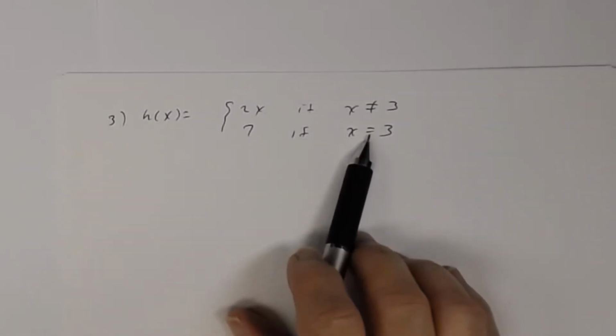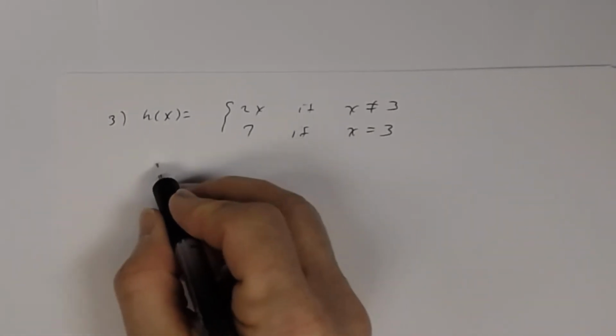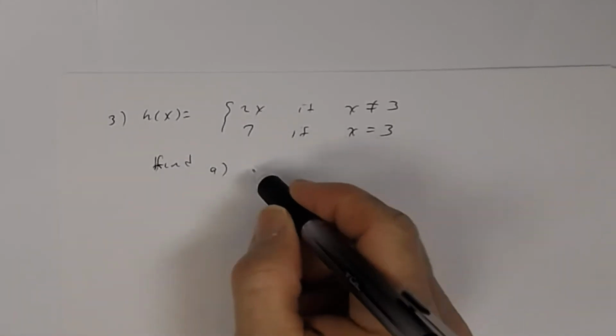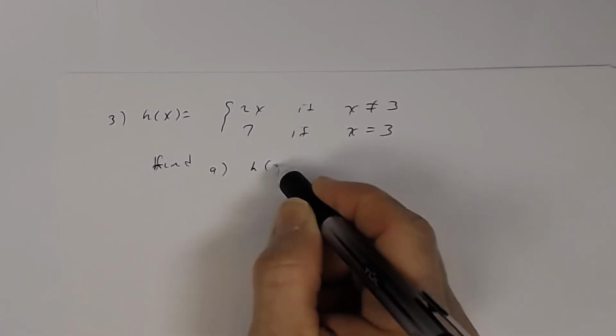All right, so listen carefully how we're going to read this. So let's say you want to find A. Let's say you want to find h of 6.